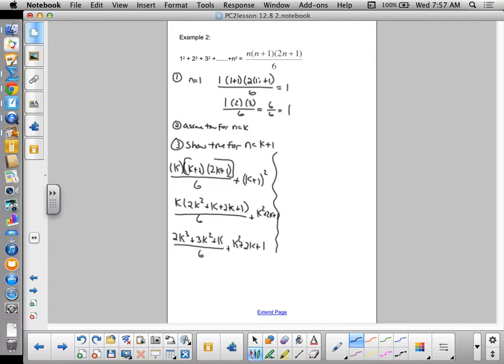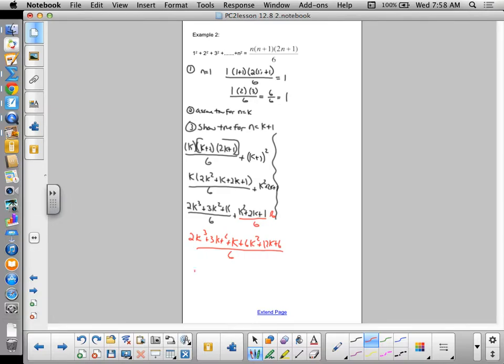I need to get a common denominator over here, so I'm going to multiply by 6 over 6 to get a common denominator. So that gives me 2k cubed plus 3k squared plus k, and multiplying this by 6 gives me another 6k squared plus 12k plus 6, all over 6. Then combining like terms, I get 2k cubed, 3k squared and 6k squared is 9k squared, 12k and 1k is 13k, plus 6 over 6. Okay? So there we've simplified that about as much as we can.